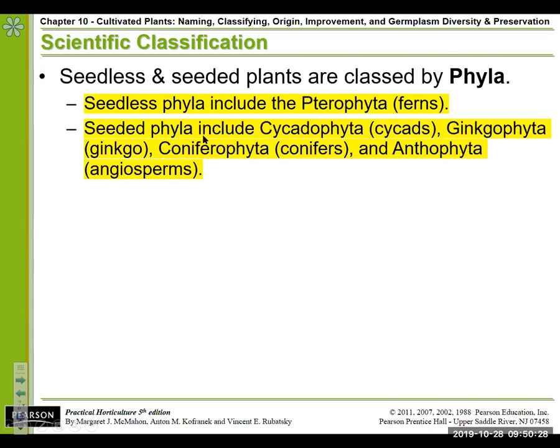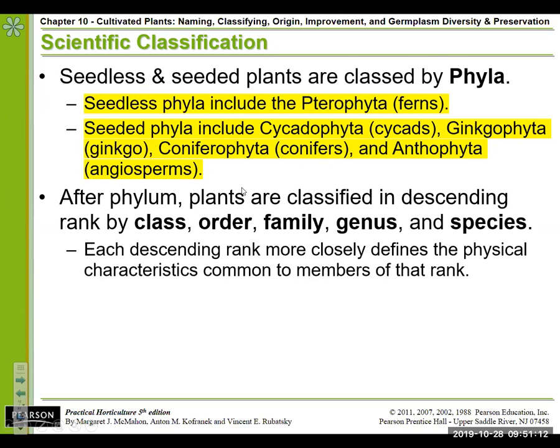Then we have the seeded phyla, which evolutionarily plants developed from spores and from smaller plants into taller plants and then into flowers and seeds. Before we get into the flowering world, though, we get the cycads, the ginkgos, the conifers, which are all kind of simple, non-flowering plants that do have seeds, but don't have them in as advanced enclosures as the flowering plants, the anthophyta or the angiosperms.